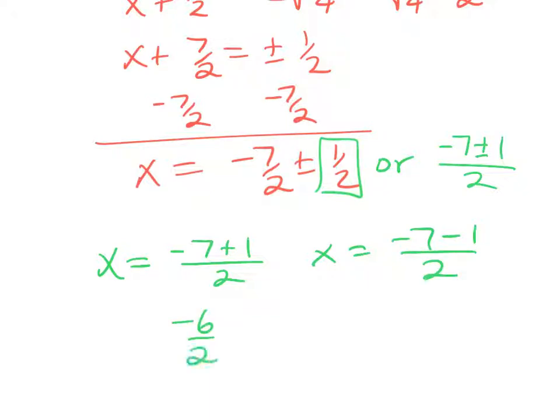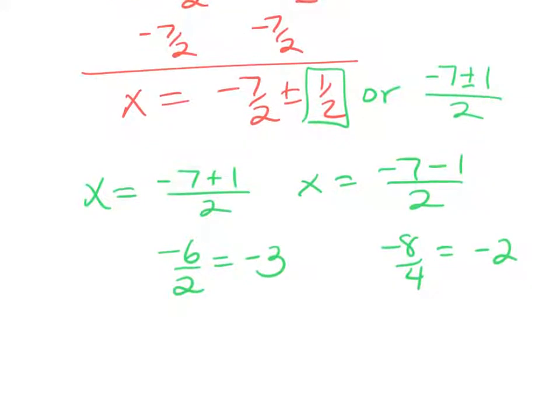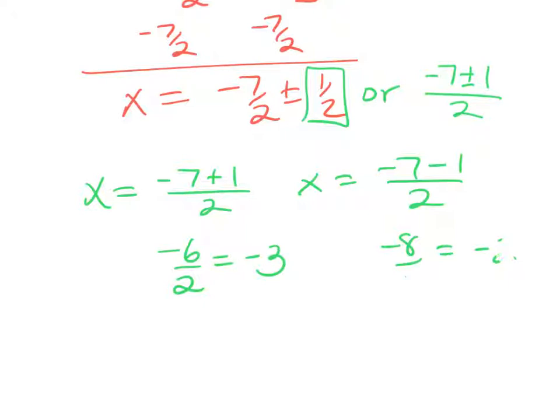I'm going to simplify each one, and I get x equals negative 3 and x equals negative 2. Or, nope, sorry, negative 4. I'm dividing by 2. So x equals negative 3, x equals negative 4. So when you have these odd b terms, do not make it a decimal. Leave it a fraction. Otherwise, it's going to be impossible to factor. All right, let's try the next odd example.